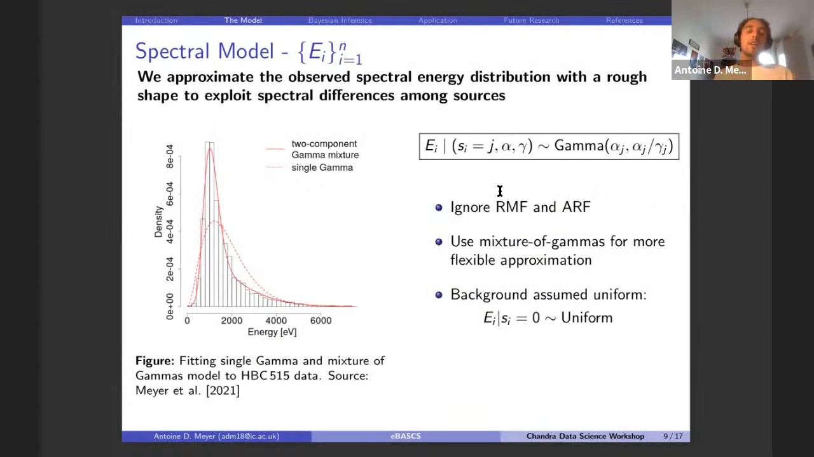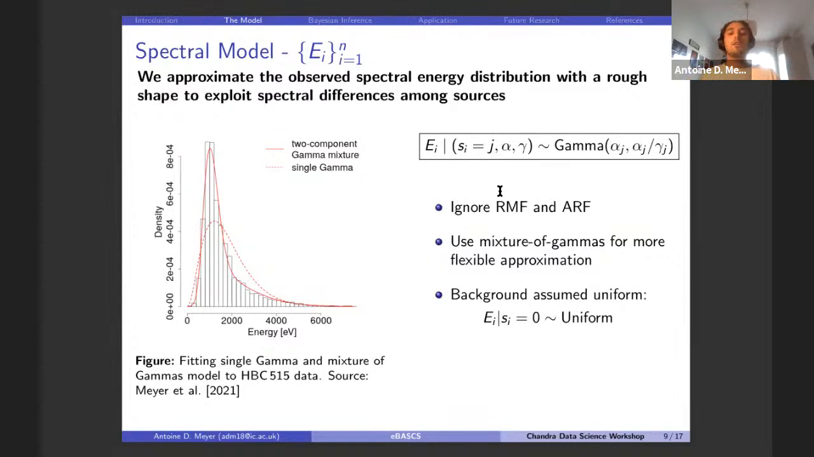So here our strategy is to approximate the observed spectral energy distribution, and not the actual source spectra, with a rough shape so we can exploit spectral differences among the sources. What that means is we're ignoring the effects of the redistribution matrix function and the auxiliary response file. This is because approximating the spectra with a rough shape can help us really differentiate between the sources without a lot of added computation. For this rough approximation, we use a gamma distribution. The reason for that is it's quite simple. It has positive support and has its mode in the mid to low energy region, which makes it suitable.